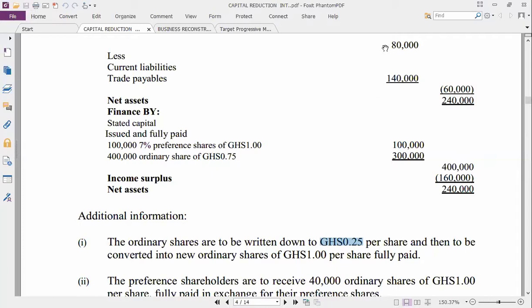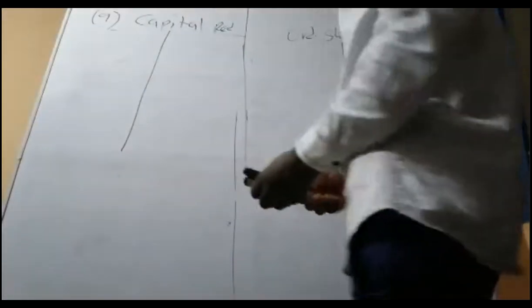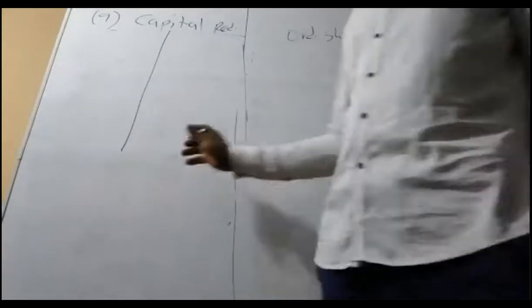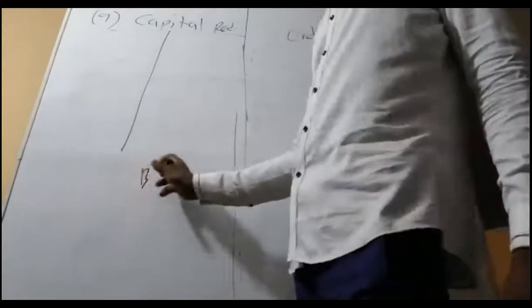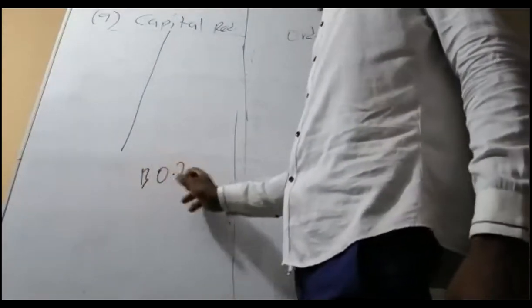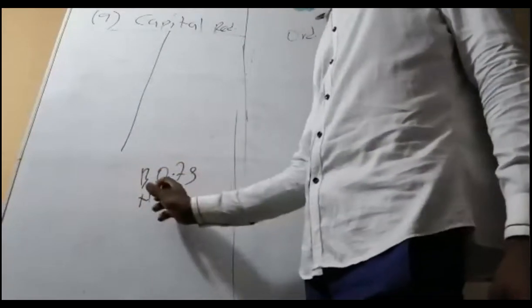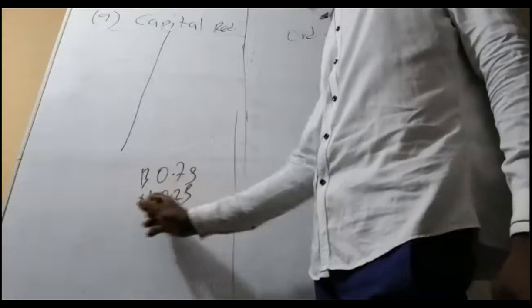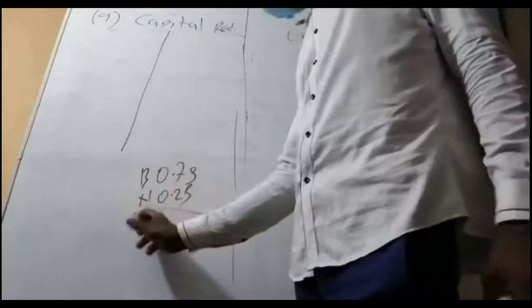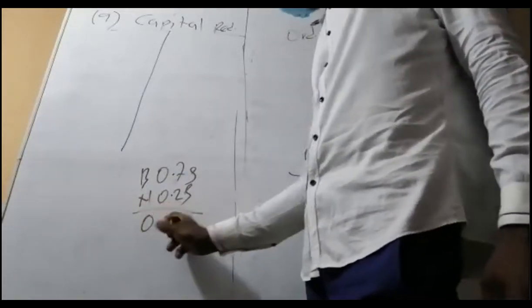So let's go to the board. How many shares are they having? 400,000 shares. So that means on each share, we have to cancel something like this. Before, we have 0.75. But now, they say we should reduce it to 0.25. So that means we have to reduce it by 0.5.